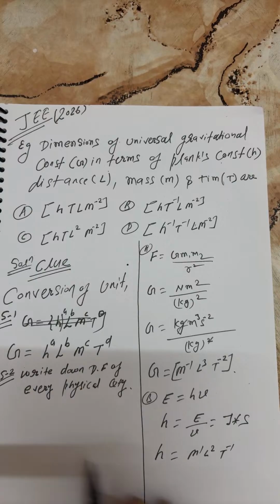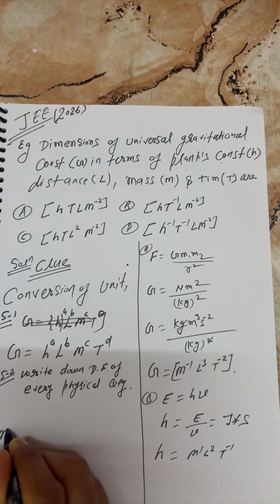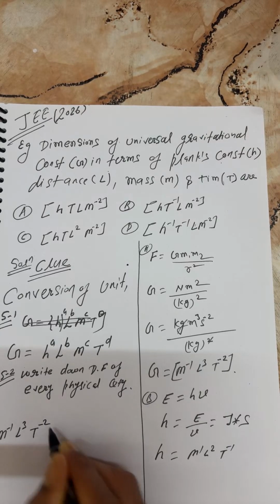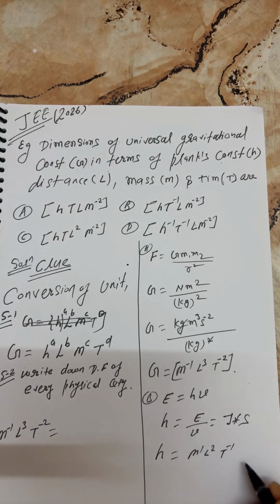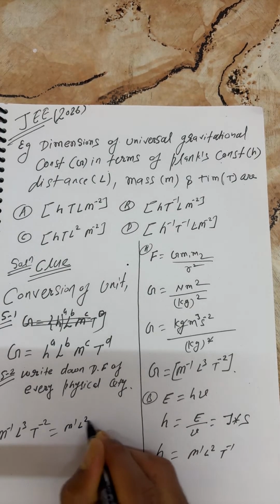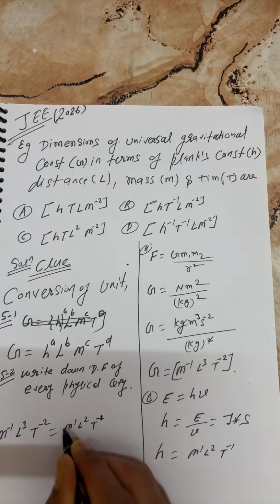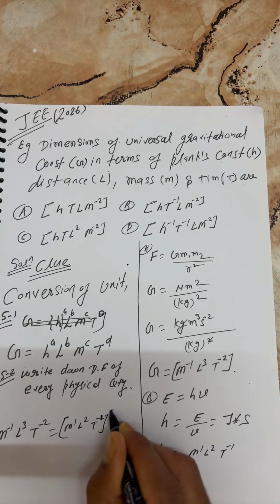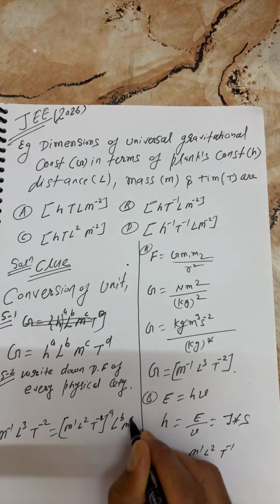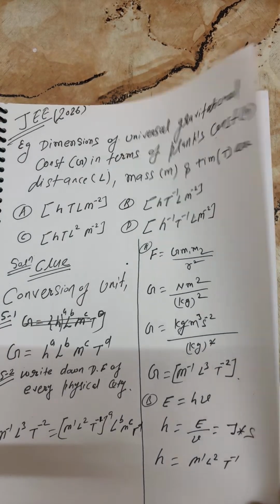Now students, all this we can fit over there. So what is G? We already found G: M to the power minus 1, L to the power 3, T to the power minus 2, which is equal to H to the power A, so you can say M1 L2 T to the power minus 1, entire to the power A. Remaining is easy: L to the power B, M to the power C, and T to the power D. But I'll not do it here because it's a good question. I'll do it here only.